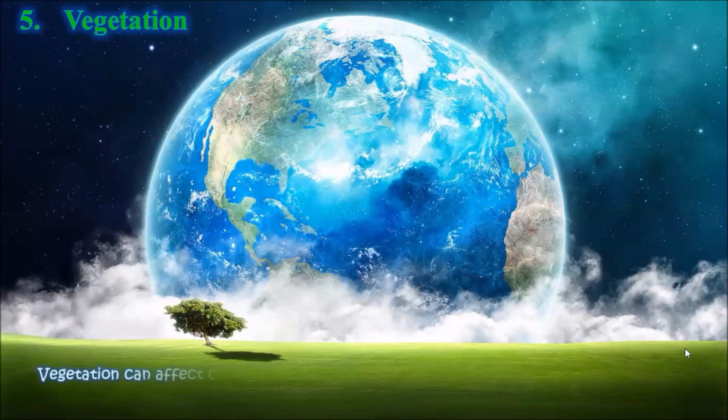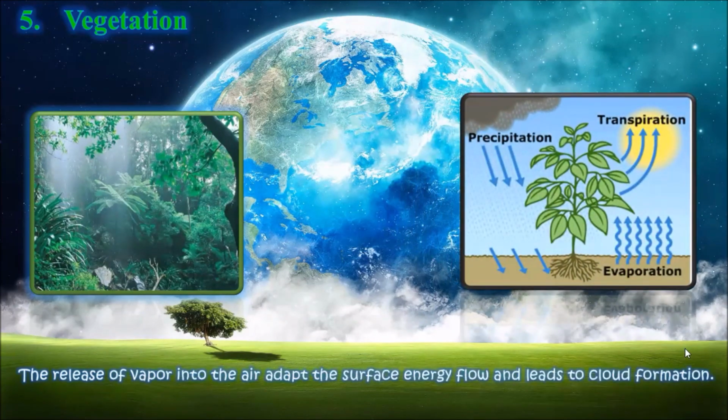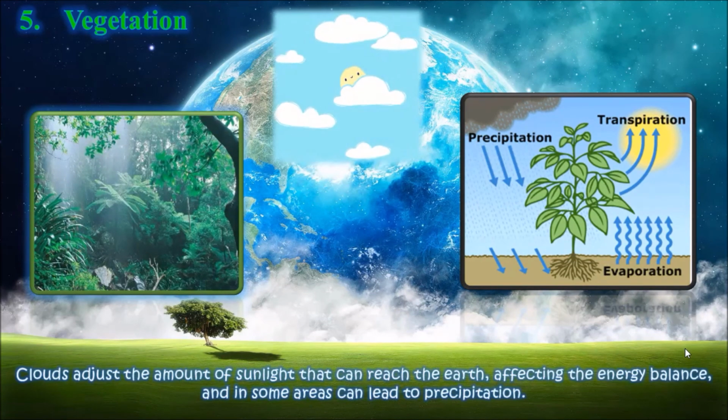Vegetation. Vegetation can affect climate due to the release of water vapor during photosynthesis. The release of vapor into the air adapts the surface energy flow and leads to cloud formation. Clouds adjust the amount of sunlight that can reach the Earth, affecting the energy balance, and in some areas they can lead to precipitation.